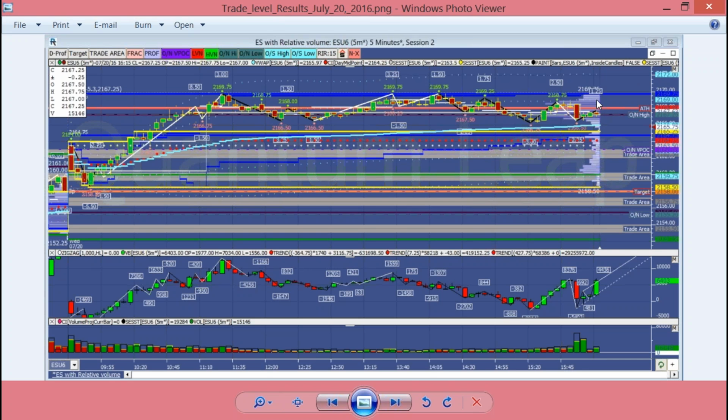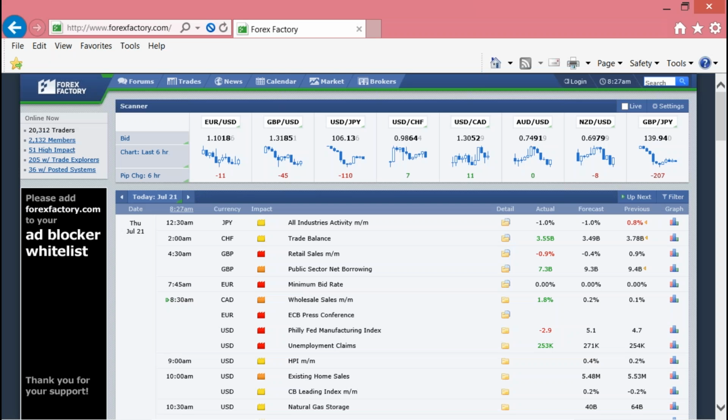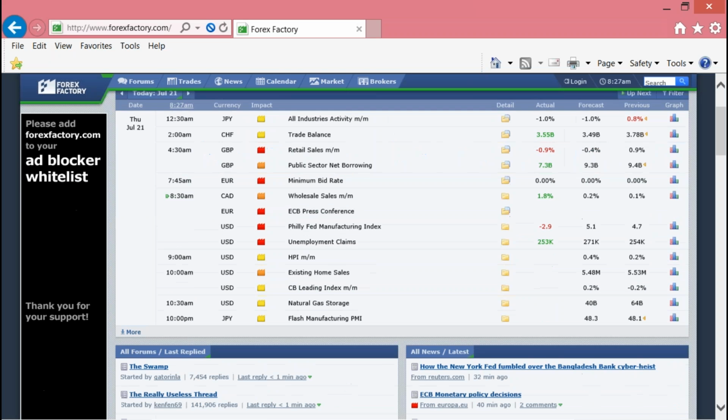And so far we're just chopping around up here. So main hypotheses played out, and we just basically went up into that level at around 68 and chopped the rest of the day. And really, I think we had a 3.25 point range, from 11 o'clock Eastern all the way into the close. It was just impossible to try to trade that unless you're scalping for ticks. So let's take a look at the news for the day.